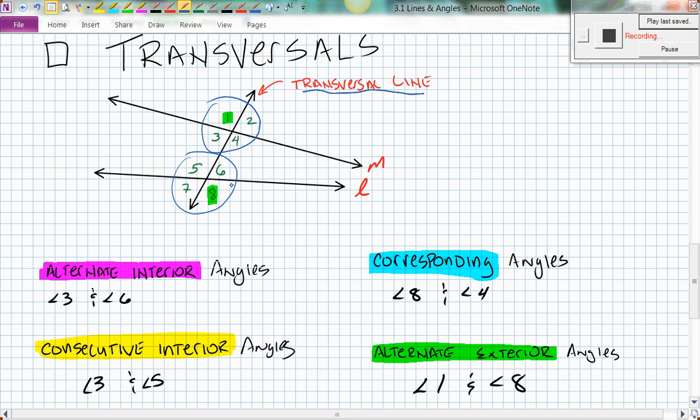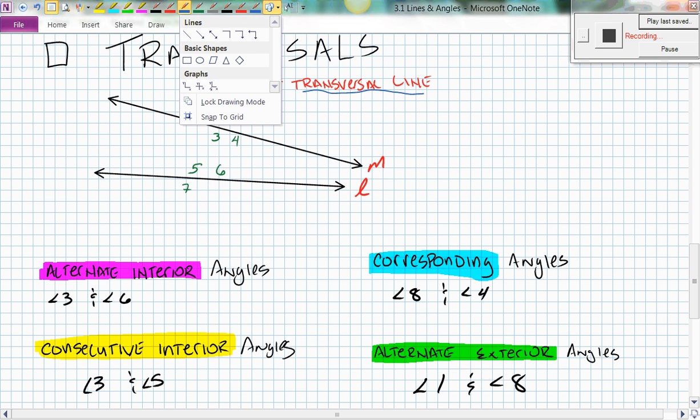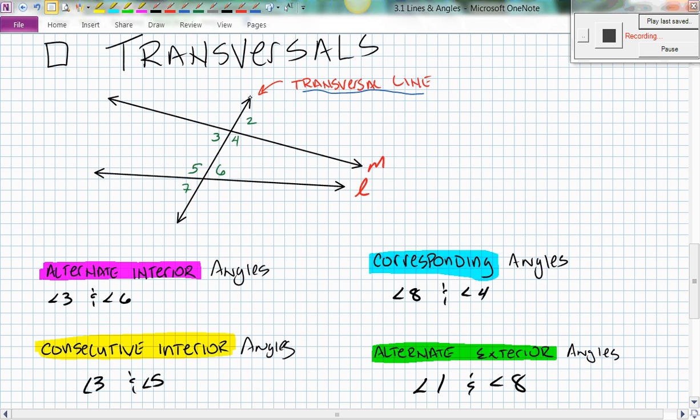The way that these angles are related to each other are classified by all these different names down below. They could be alternate interior angles, corresponding, consecutive, or alternate exterior. And we developed a few of those. So alternate interior, here's an example: angle 3 and angle 6. So 3 and 6 are alternate interior angles. They're on alternate sides of the transversal, and they're on the inside of M and L. So are 5 and 4.